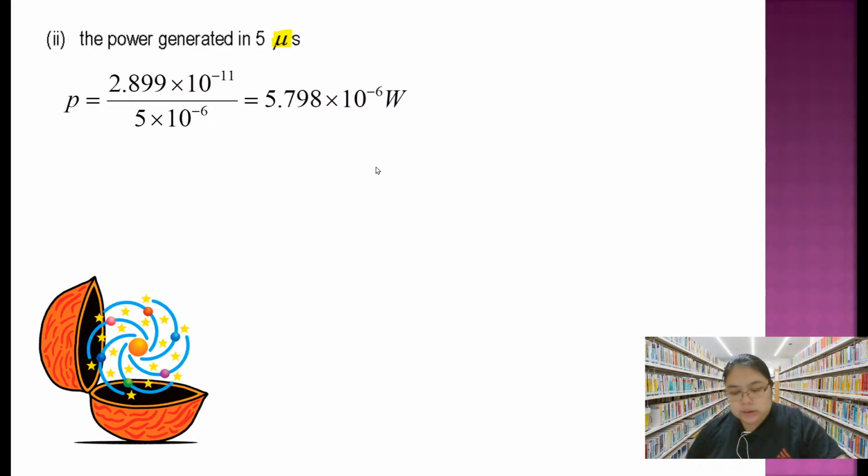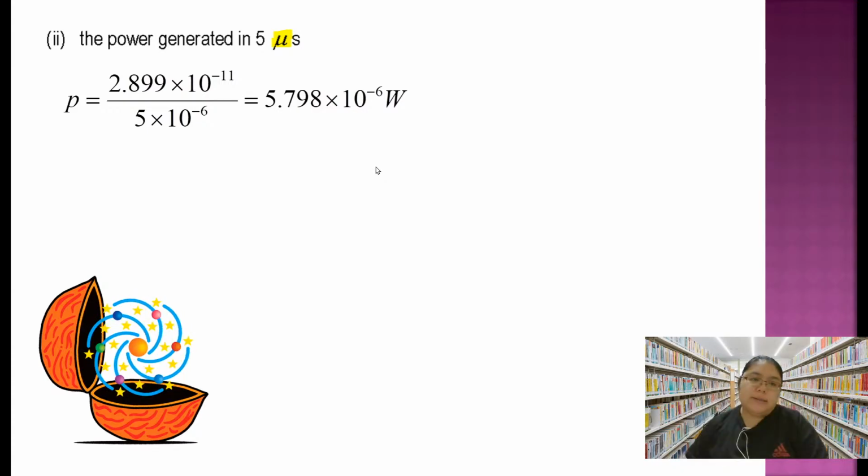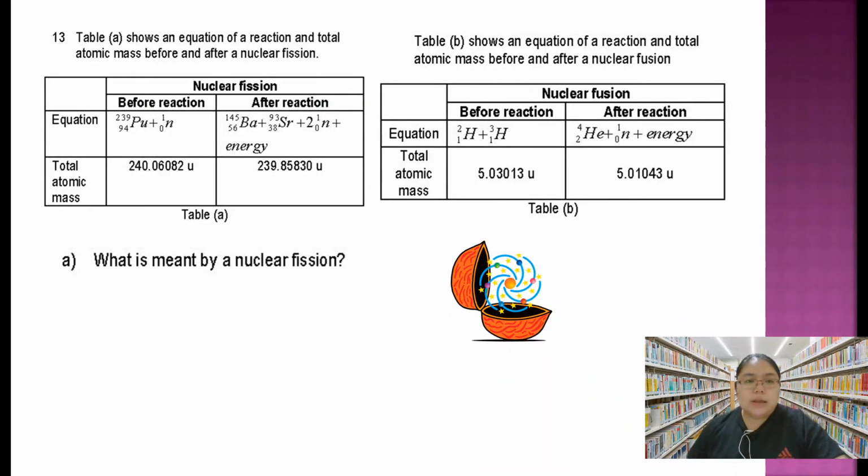Okay, so this one is question 12. Then the following is question 13. Okay, let's see question 13. There are two tables. Table A shows the reaction, the total atomic mass before and after. This one is nuclear fission. They count for you already. This one is before, this one is after. So if you want to find the mass defect, you take the before minus the after.